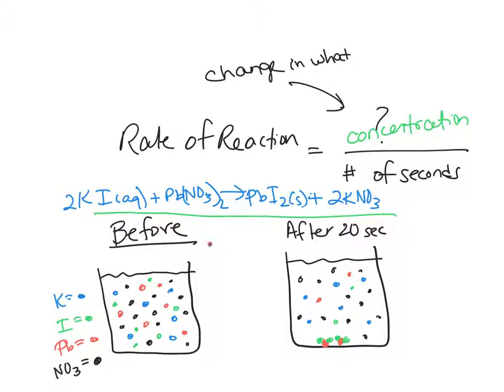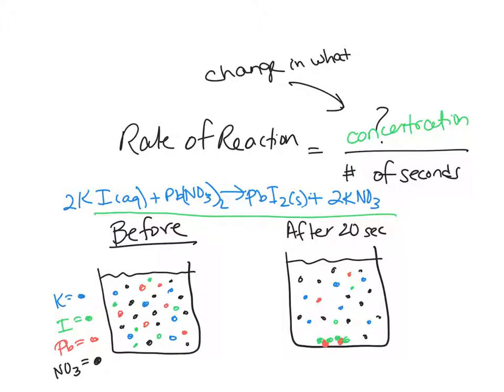So let's look down here. We have before a reaction takes place. In this case, we have potassium iodide dissolved, and we also have lead nitrate that's dissolved. So all the ions here are shown separately. After 20 seconds, we've had some lead iodide form at the bottom. So the concentration of lead in the solution, the lead were the reds, has decreased. We had 6 reds over here, and we have only 2 over here. So we can measure the change in concentration of lead ions as a way of showing how fast the reaction was taking place.